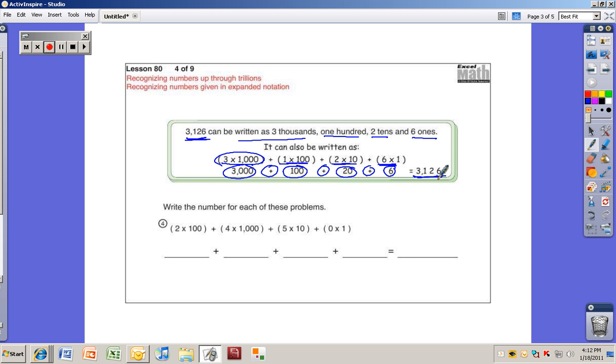Number 4, 2 times 100, 4 times 1,000, 5 times 10, 0 times 1. Well, these are a little bit mixed up here. I'm going to go ahead and write them in the order down here from largest to smallest. So 4 times 1,000 is 4,000. You can write that on your paper. 2 times 100 is 200. 5 times 10 is 50. 0 times 1 is 0. And when I put these all together, I've got 4,250. That's why it kind of helps if you have it in order from greatest to least.